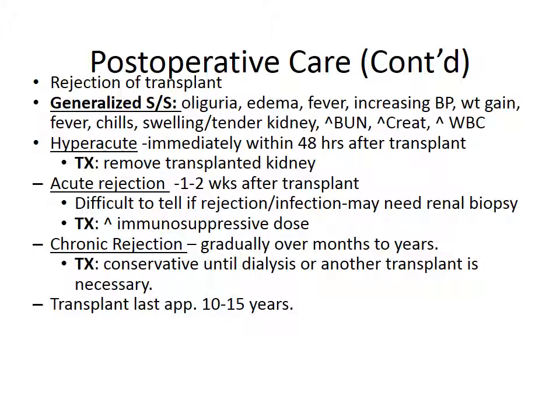It's difficult to tell if the rejection or infection is happening, so oftentimes they need a renal biopsy. And the treatment for acute rejection is to increase the immunosuppressive dose. And for chronic rejection, oftentimes the transplant will last approximately 10 to 15 years.